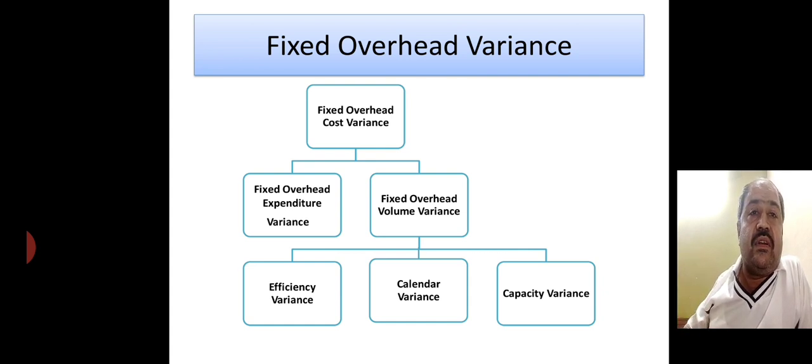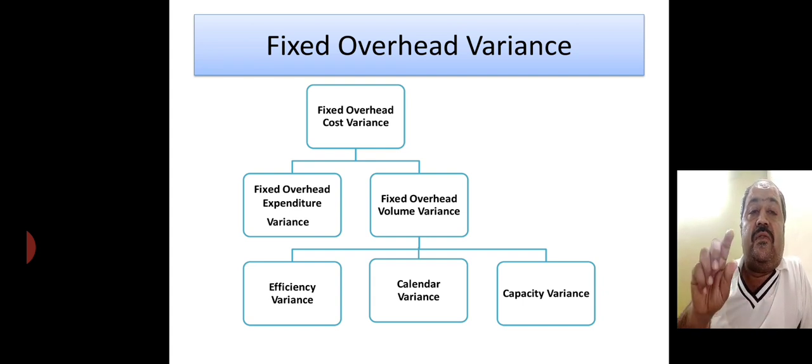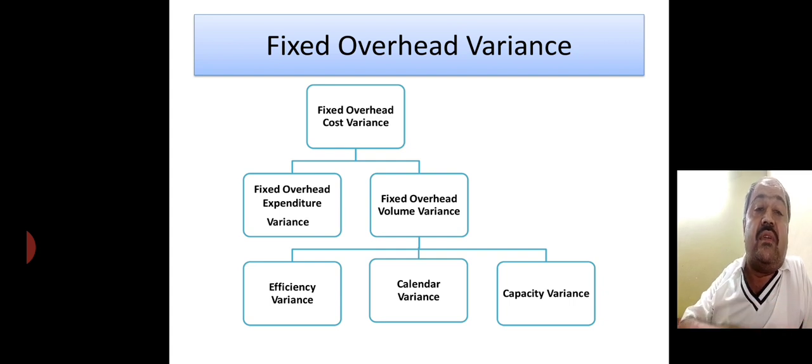So in fixed overhead variance there are a total of 5 variances as shown in this slide. That is fixed overhead cost variance, which is classified into two categories: fixed overhead expenditure variance and fixed overhead volume variance. Volume variance is classified into three categories: efficiency variance, calendar variance and capacity variance. When, how and in which situation all these variances are possible, and how they are to be calculated, all these things we will discuss in this video, okay, one by one.